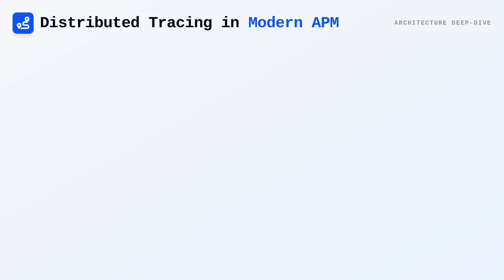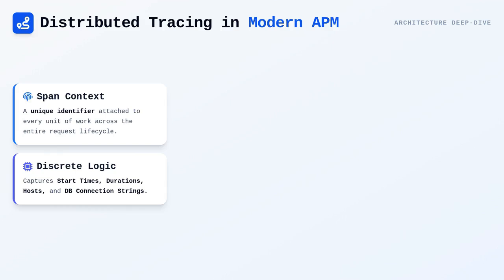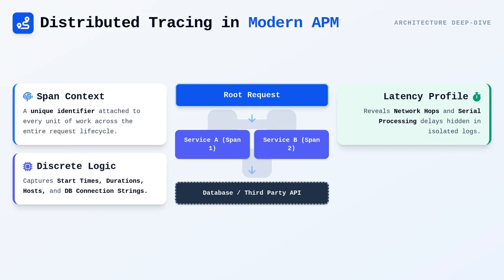At the heart of modern APM lies the mechanism of distributed tracing, which functions by attaching a unique span context to every piece of work performed during a request lifecycle. Each span acts as a discrete unit of logic, capturing metadata such as start times, durations, and specific attributes like the current host or database connection string. When these spans are propagated across service boundaries, they form a unified trace tree that reveals the true latency profile of your application. You might observe that while a service appears performant in isolation, the cumulative delay introduced by network hops and serial processing in the trace reveals a significant latency penalty.